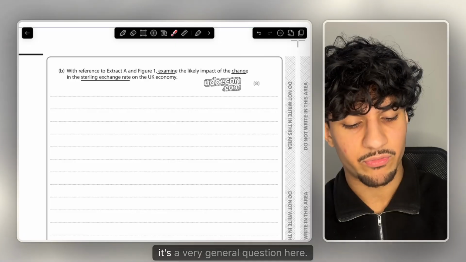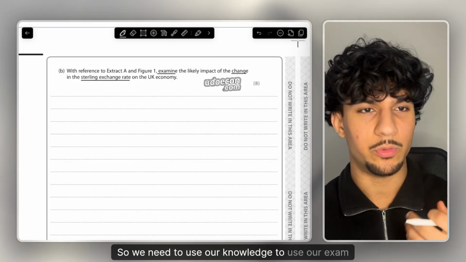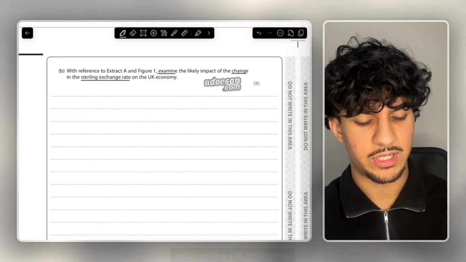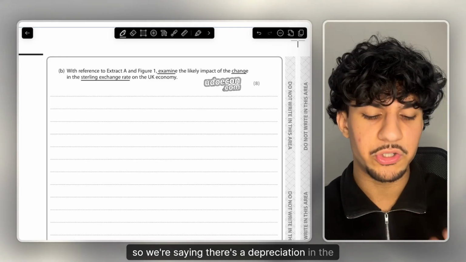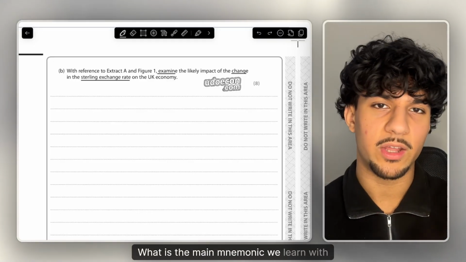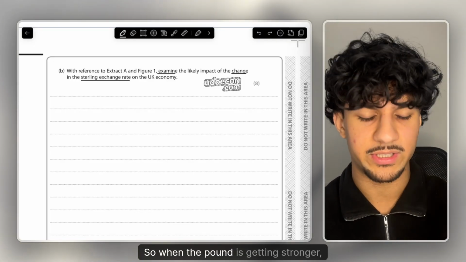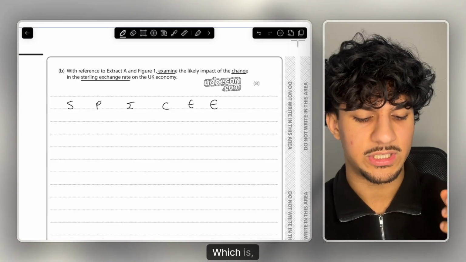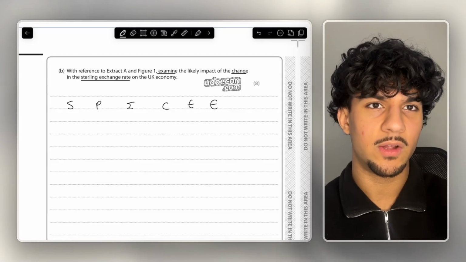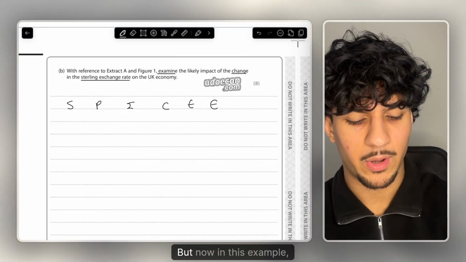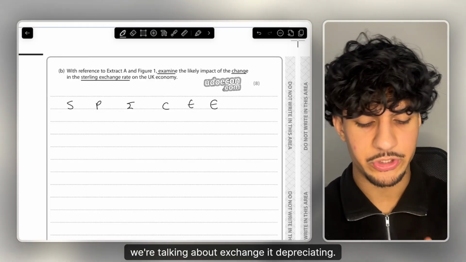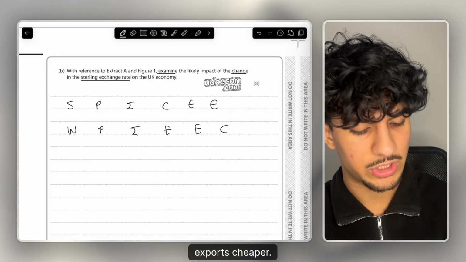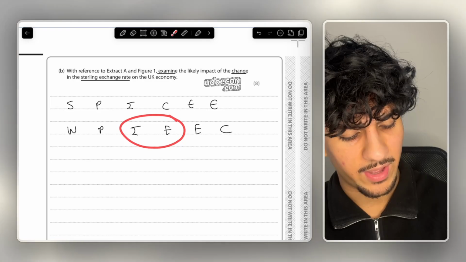What is the impact? And remember, it's a very general question here, so we need to use our knowledge and our exam technique to know how to navigate this. So, the likely impact of the change in the exchange rate on the UK economy. We're saying there's a depreciation in the exchange rate. What is the main mnemonic we learn with an appreciating exchange rate? When the pound is getting stronger, I'm sure a few of you have learned this, which is a very good mnemonic: stronger pound, imports are cheaper, thus exports are more expensive. But now, in this example, the exchange rate is depreciating, therefore it would be weaker pound, imports expensive, exports cheaper. So imports expensive, exports cheaper.